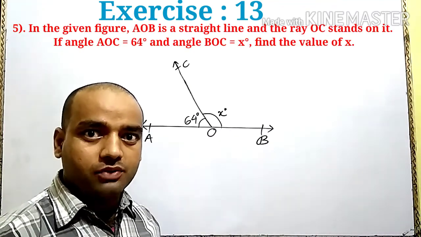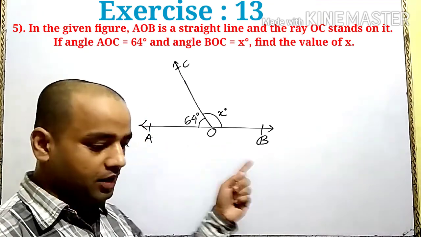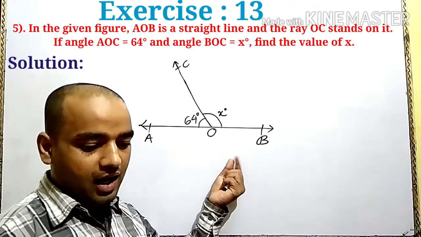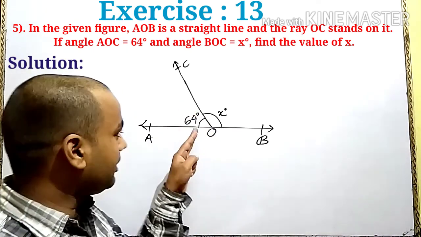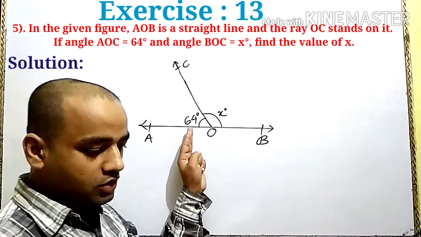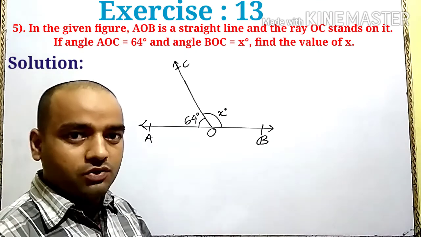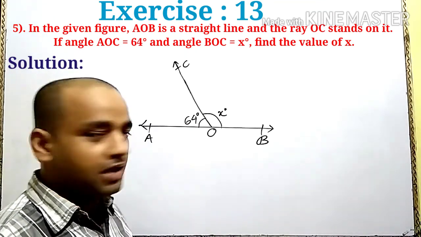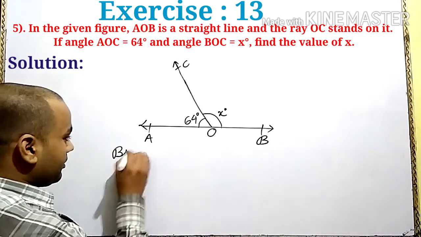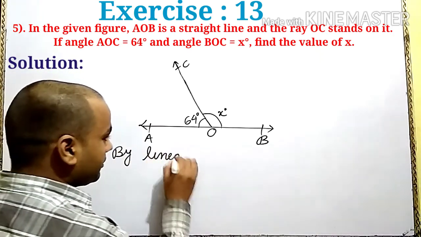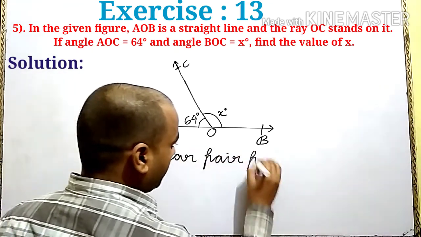In question number 5, in the given figure, AOB is a straight line and the ray OC stands on it. Angle AOC is equal to 64 degree. Angle BOC is equal to x degree. Find the value of x. So here is the linear pair property.